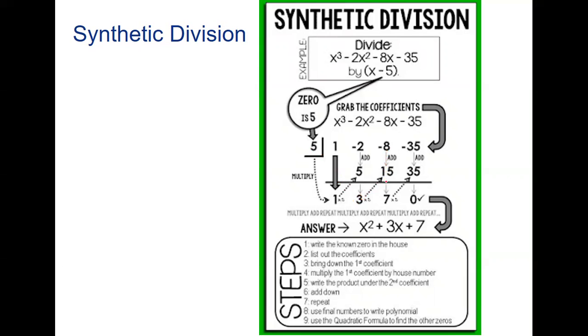Add vertically. -8 and 15 make 7. Multiply diagonally. 35. Put the product. Add vertically, and it gets 0. So what that means is when we end with 0, that means that x minus 5 is a factor of that polynomial. And because you divided out 1x, you're now going to put your variables back into place. So it becomes 1x squared plus 3x plus 7. And then you keep going from there if you can continue to factor.